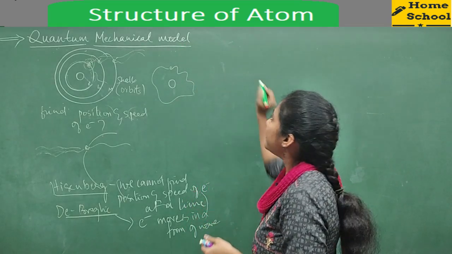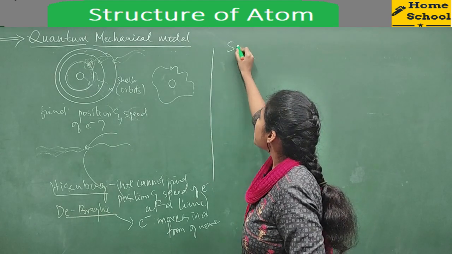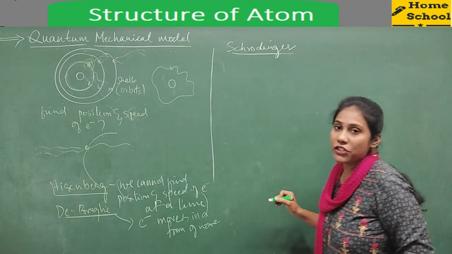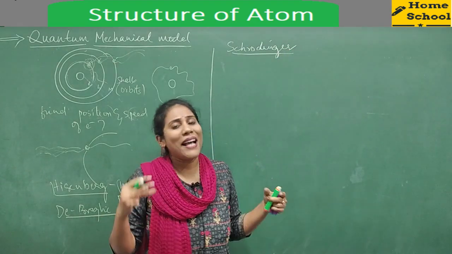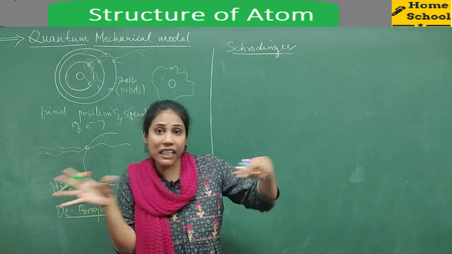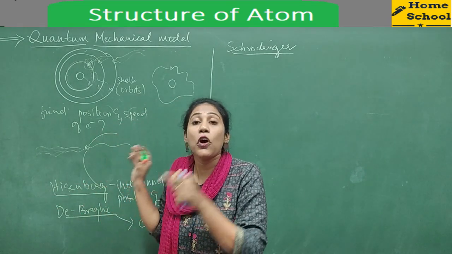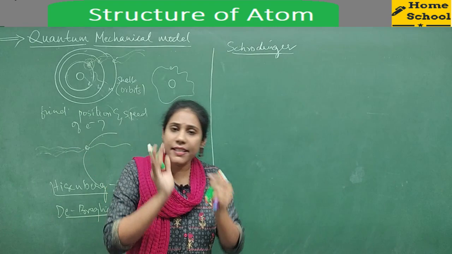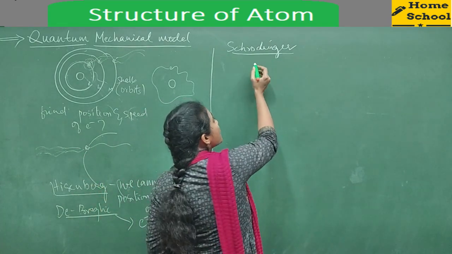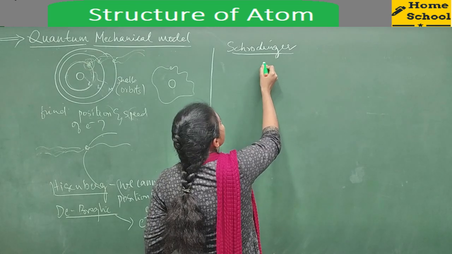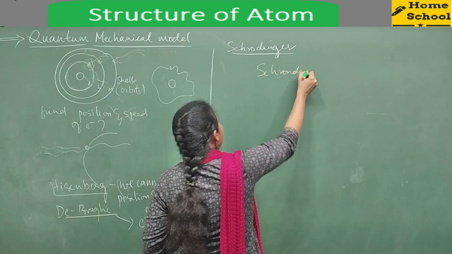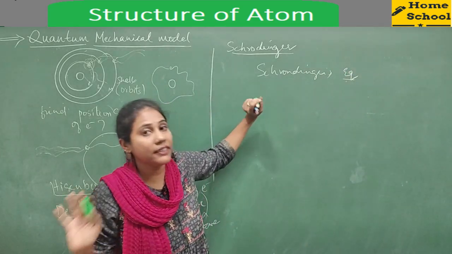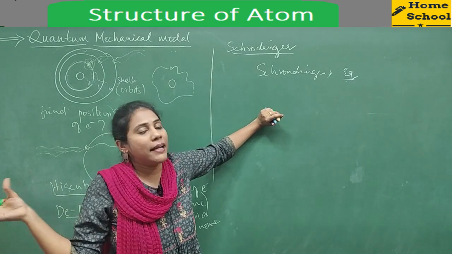This quantum mechanical model was introduced by a person called Erwin Schrödinger. He did a lot of mathematical calculations on various experiments that were conducted on an atom. Based on all his experiments and calculations, he got one equation. We call it Schrödinger's equation. Don't worry about what that equation is. You need not learn that equation. It's just a mathematical equation.